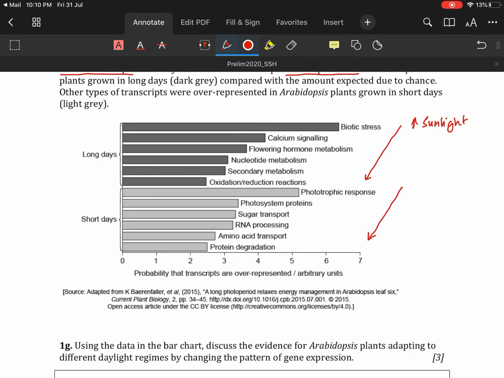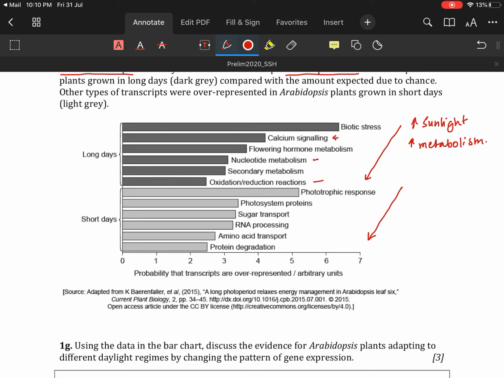More sunlight means they can have more metabolism. All right, so this all is oxidation reduction reaction, which is part of your Calvin cycle, and metabolism of nucleotide. Calcium signaling is to take more water from the soil. So all these things, because it's more sunlight, more photosynthesis is happening, so these parts are expressed so that it can adapt the plant for the high rate of sunlight.